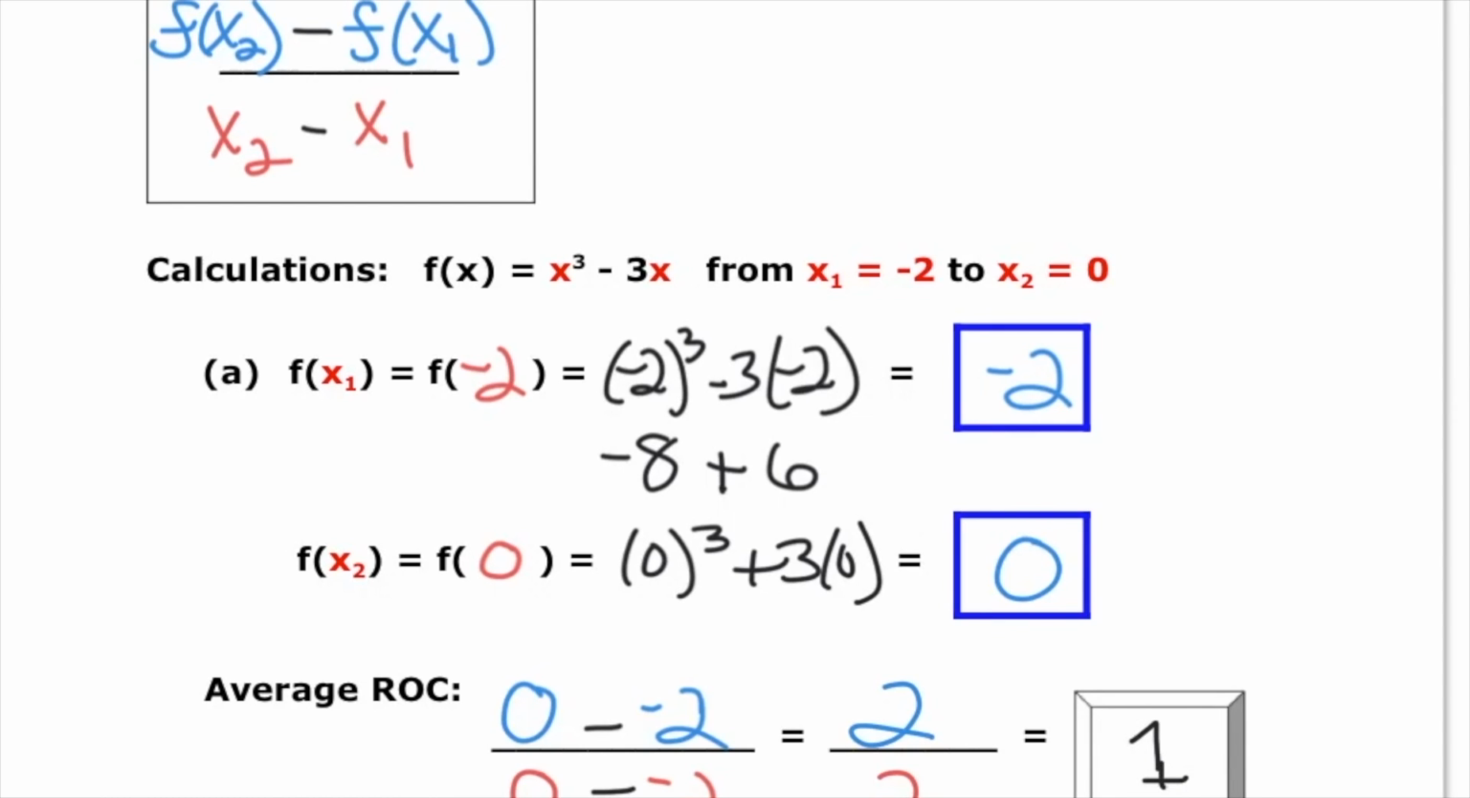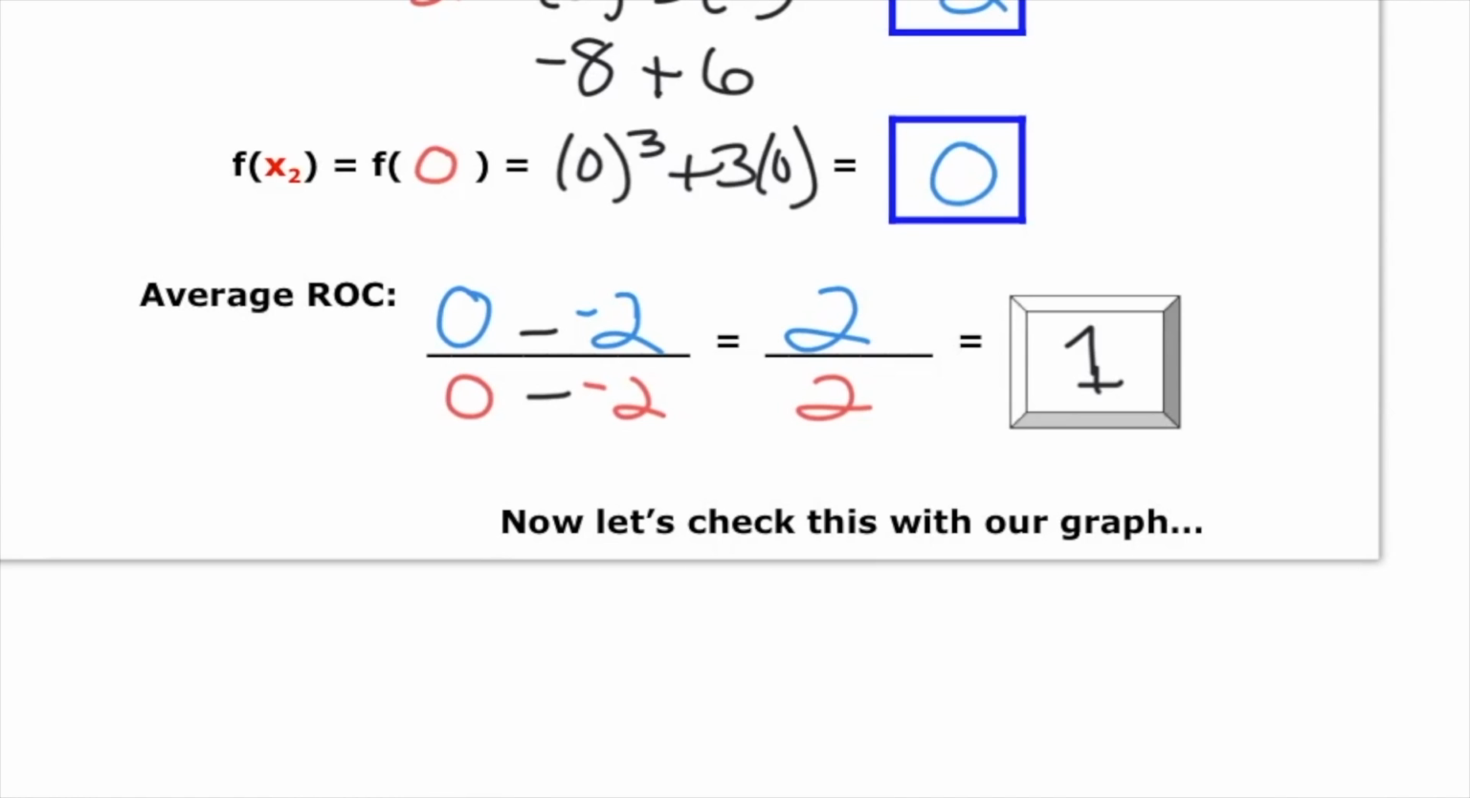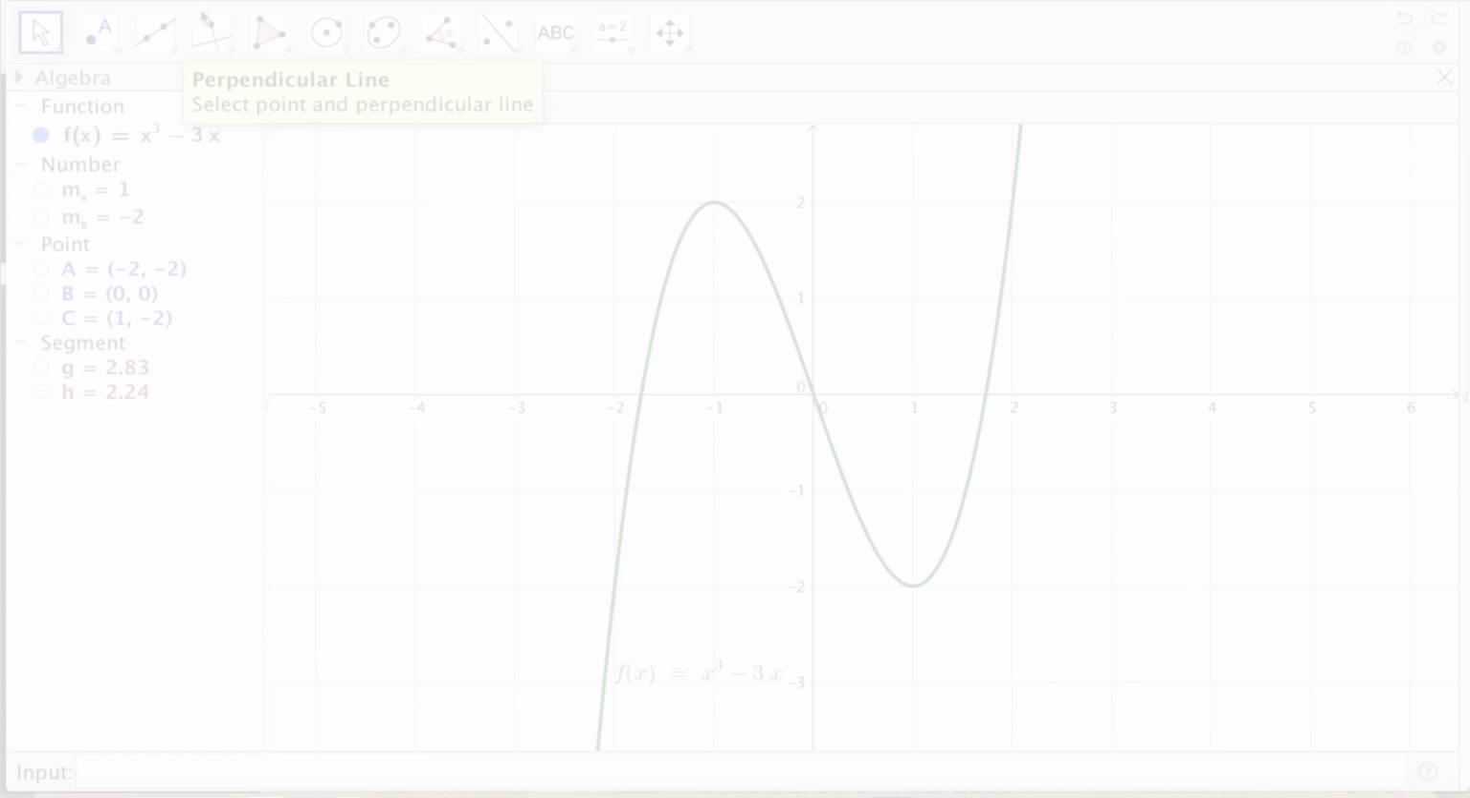So now we're going to look at our graph here, and we're going to see if this makes sense. I'm actually going to switch to a different slide here, which is a screen capture of our GeoGebra program, and we'll show you that yes, indeed it does make sense.